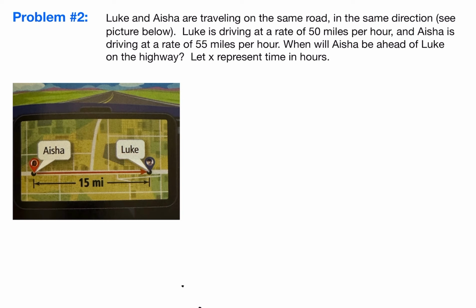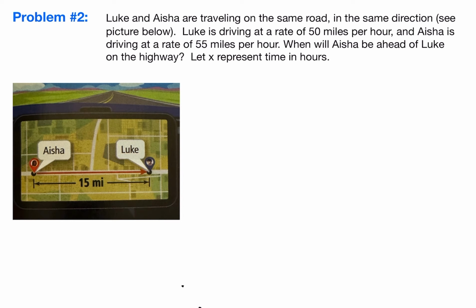In problem number 2, we see that Luke and Aisha are traveling on the same road in the same direction. Okay, so let's take a look in this picture. They are 15 miles apart and they're moving in the same direction. Okay, it tells us that Luke is driving at a rate of 50 miles per hour. So Luke is going in this direction, 50 miles per hour, and Aisha is driving at a rate of 55 miles per hour. So in this direction. Okay, so the question is, when will Aisha be ahead of Luke on the highway? Okay, and we're going to go ahead and let x represent time in hours.